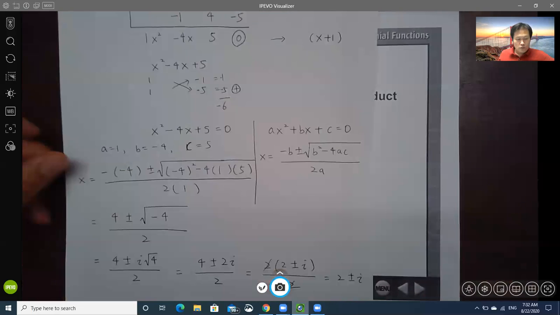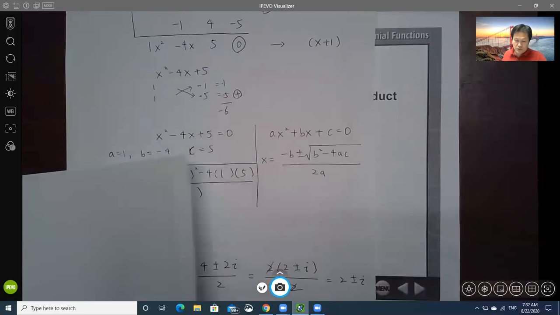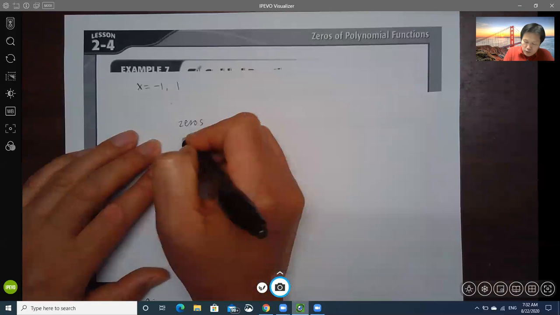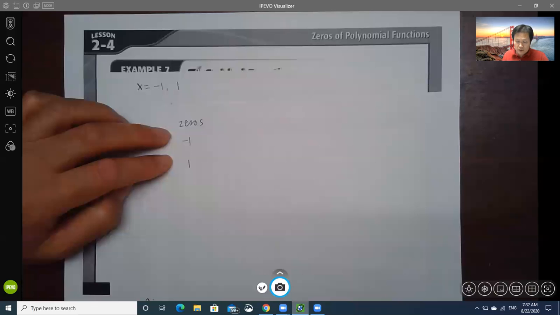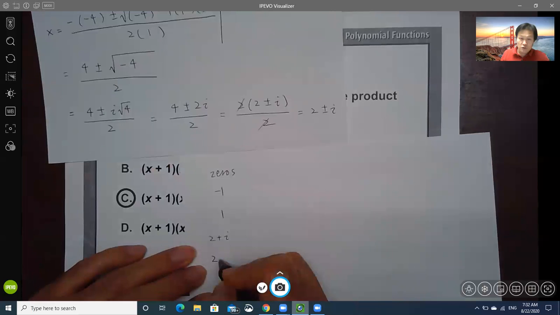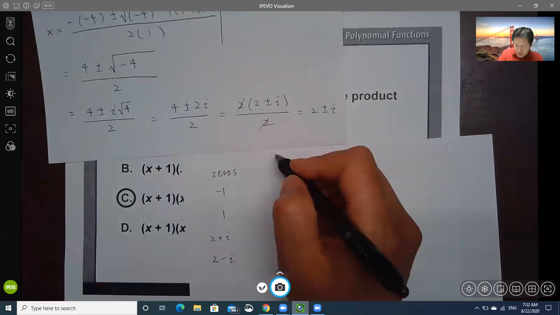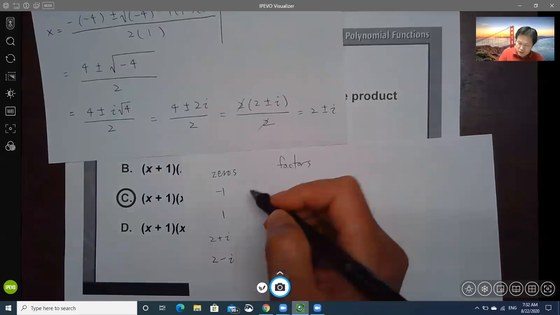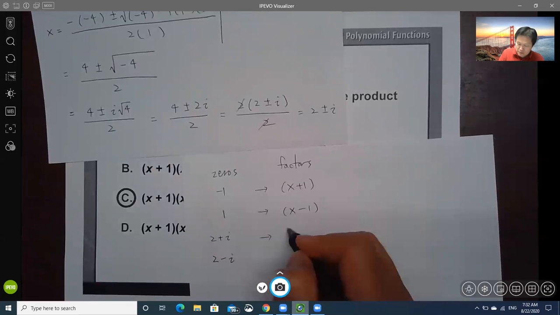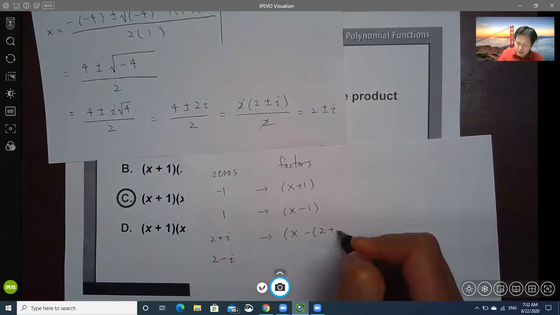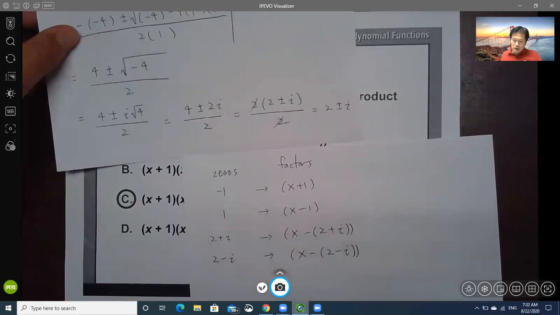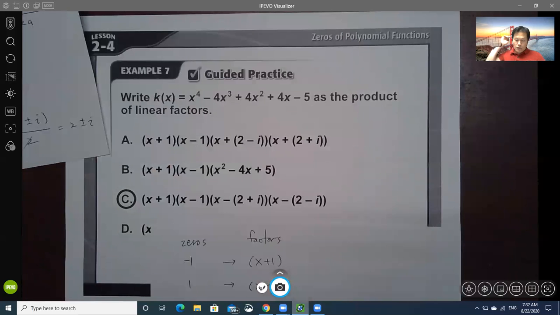So we got 4 zeros. We got minus 1 and 1 from the graphing, and at the end, we got 2 plus i and 2 minus i. As factors, you can write that as x plus 1 from here, x minus 1 from here, and x minus parenthesis 2 plus i, x minus parenthesis 2 minus i. So C is the answer that way.